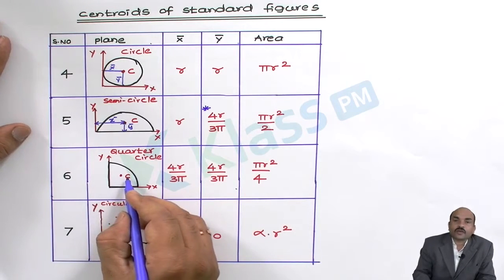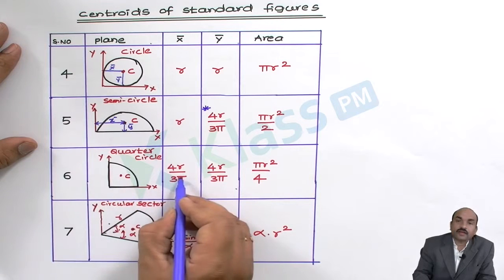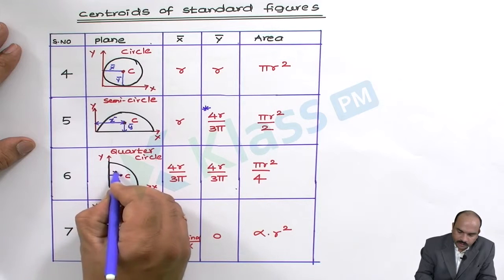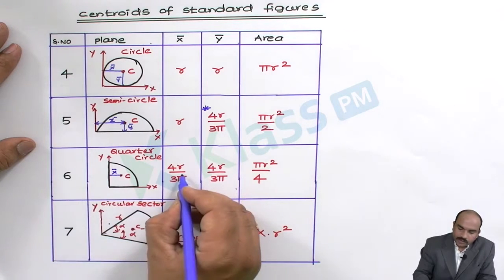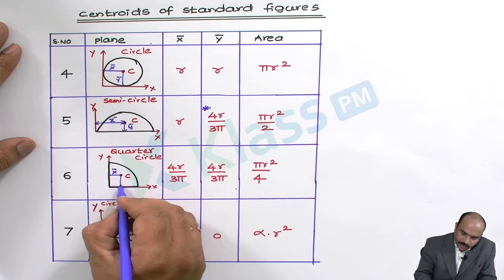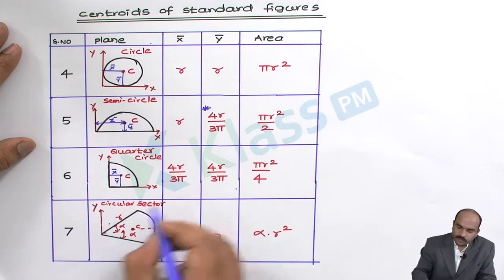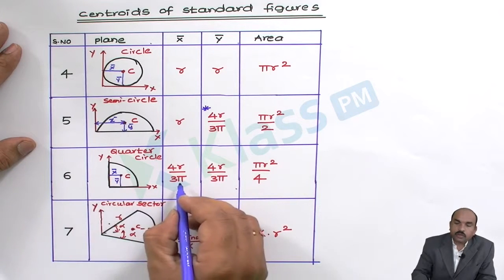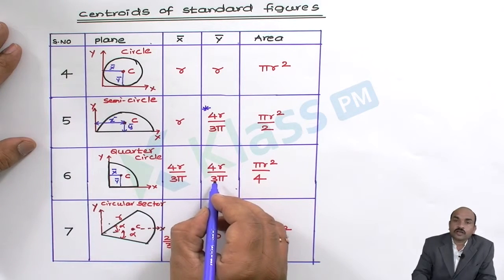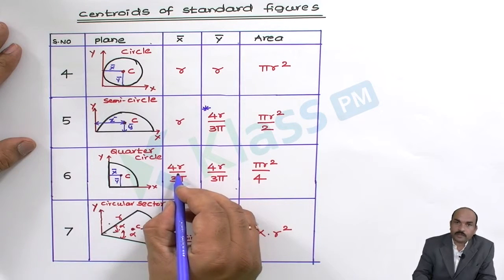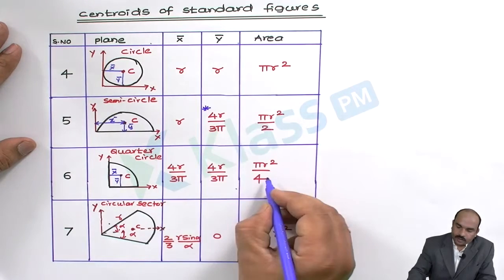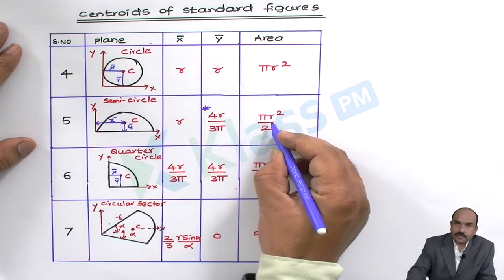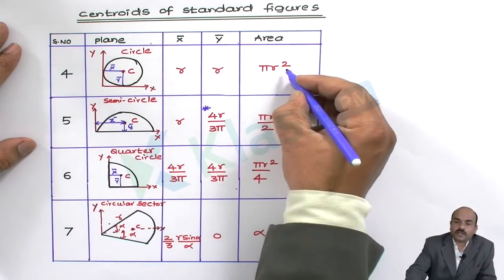Now similarly for the quarter circle, we can calculate x bar, y bar using these formulas. This is the formula for x bar, that is 4r by 3 pi, and this distance is y bar, it is also 4r by 3 pi. So for the quarter circle, both x bar and y bar are the same, that is 4r by 3 pi. Now the area of the quarter circle, half of the semicircle, or 1/4 of the circle, that is pi r square by 4.